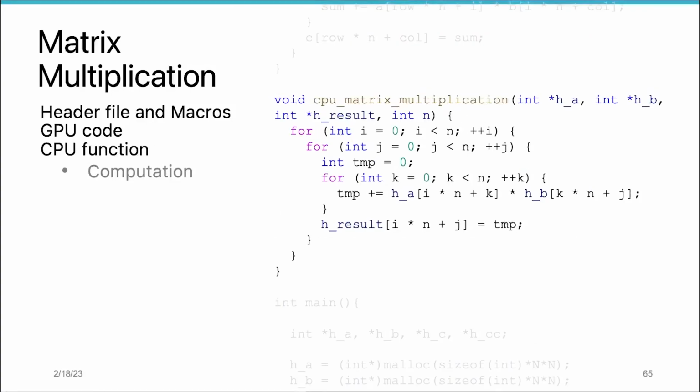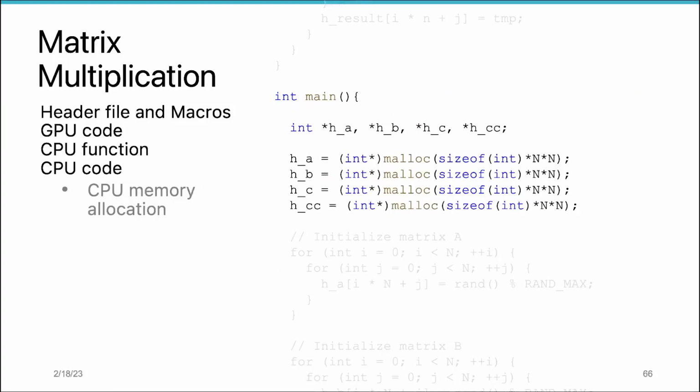We have also included the CPU matrix multiplication function for the verification of the implementation in the later slides. In this function, there are four parameters including the pointers of three matrices, namely h_a, h_b, h_result, and size of the matrices n. This CPU code computes the sum and then stores it in the corresponding h_result matrix. Let's look at the CPU code.